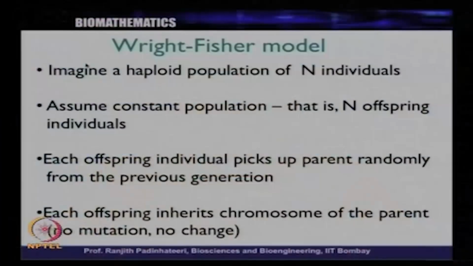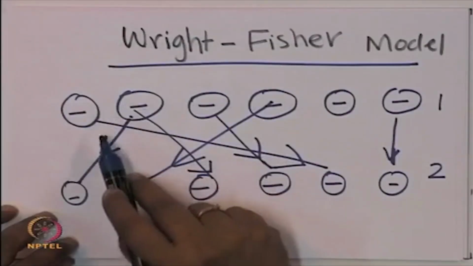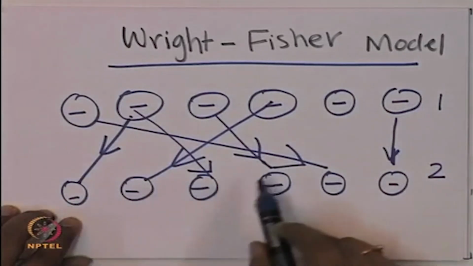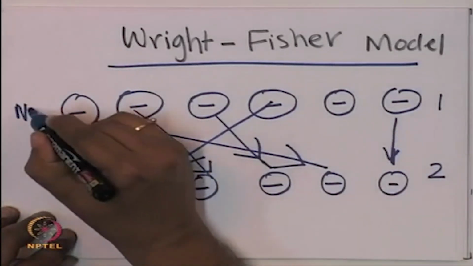Let us see what all we did randomly. We imagined that there is a haploid population of n individuals. Haploid means there is only one chromosome, one set of DNA. Then we assumed a constant population, that is, there are n offspring individuals also. In our case, if you look at the paper here, there are 6 individuals, 1, 2, 3, 4, 5, 6, and 6 offspring, 1, 2, 3, 4, 5, 6. So here n is equal to 6.